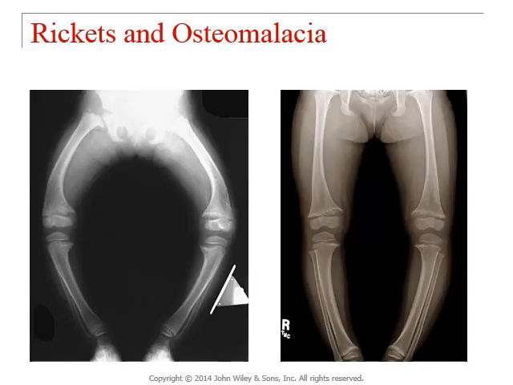Here we see rickets and osteomalacia. You see the same basic clinical features here. You see that the bones are bending very easily. You see that there's no ossification from the epiphyses to the actual diaphysis. The one on the left here is a child. The one right here is an adult.